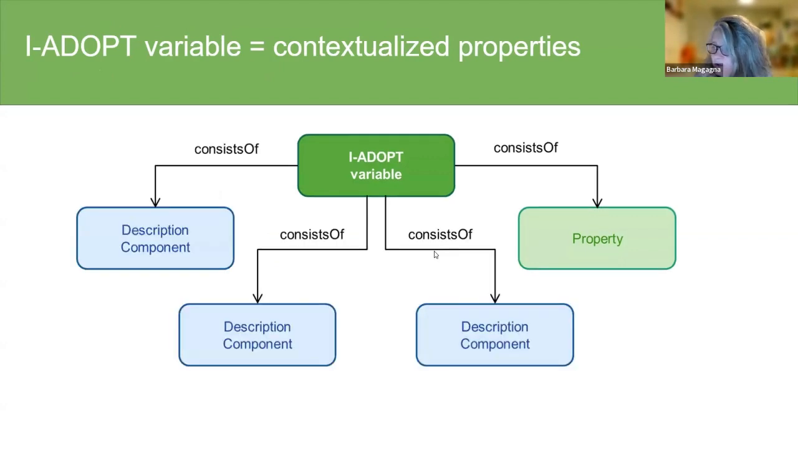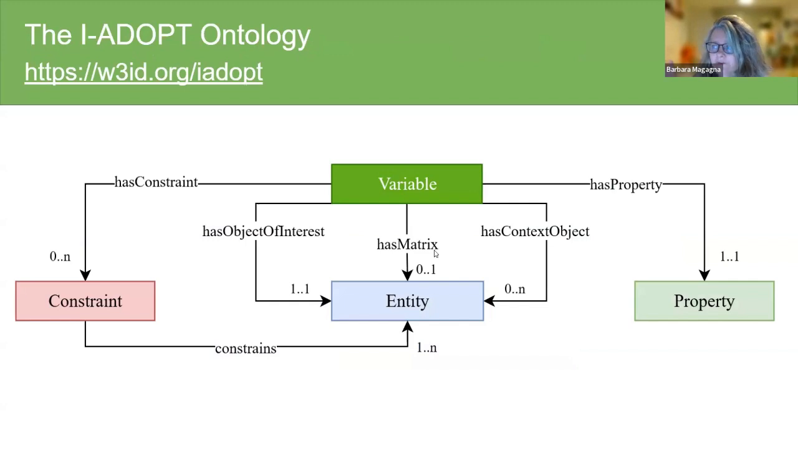And we call them description components. And what these are, defined actually in the IADOPT ontology. And I show here just these classes, but we have done an extension, which is a bit outside of the focus of today's session. But there we have variable sets included also for addressing essential variables, like biodiversity essential variables. But here, just these 4 classes: variable, entity, property, and constraint.